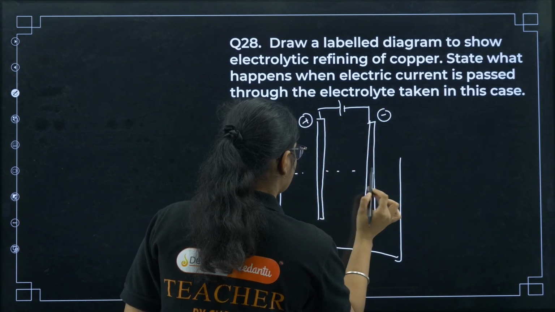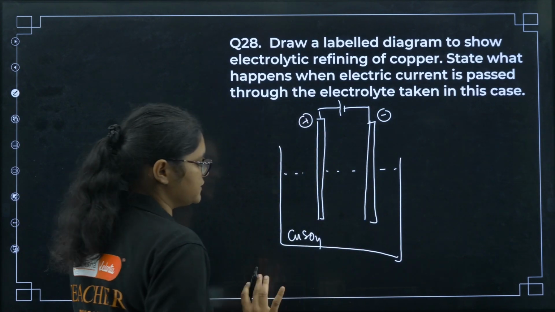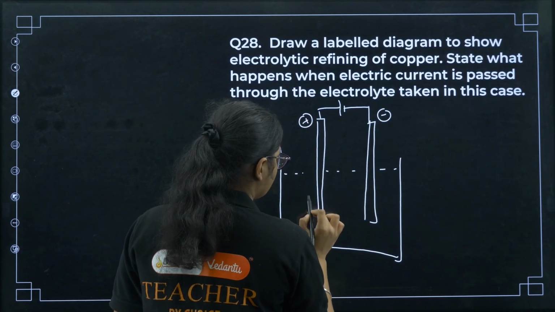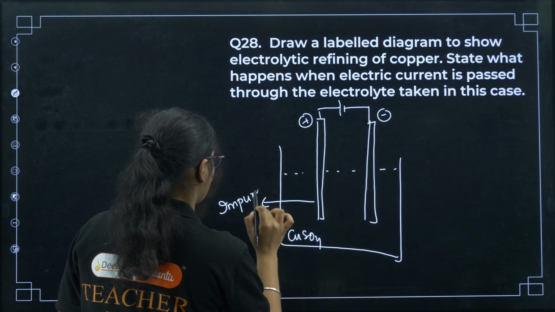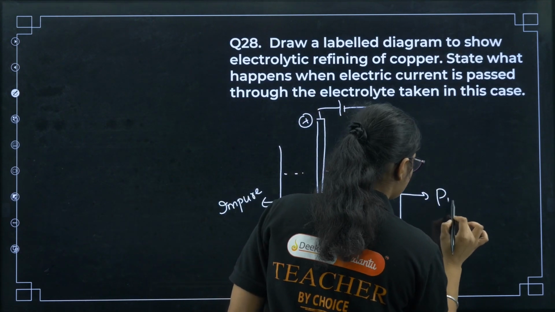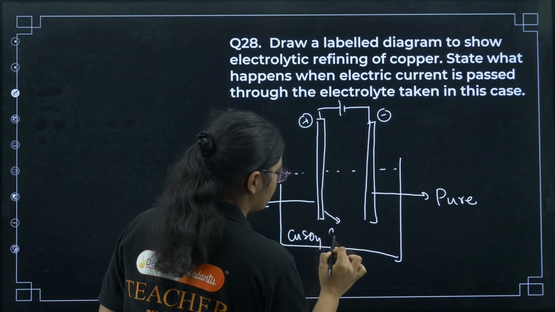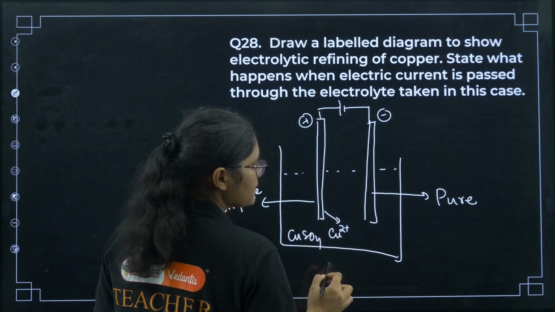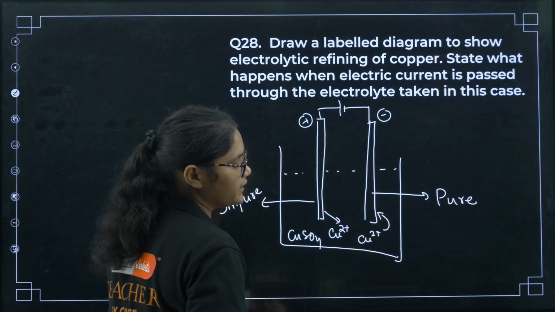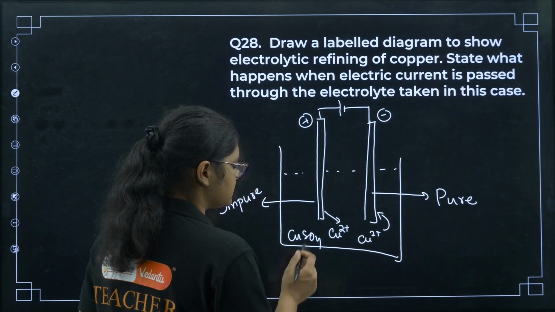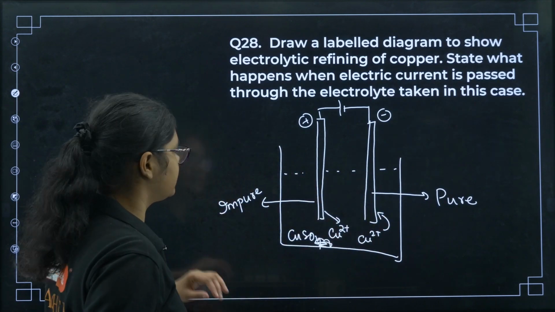In the electrolyte you take a salt of copper, so you can take copper sulfate solution. From this one you take impure copper, and this side you take pure copper. So from here to the solution, you will get copper 2+ ions, and the copper 2+ ions in the solution will be deposited here. So you will get the impurities collected here. So that is what the reaction takes place.